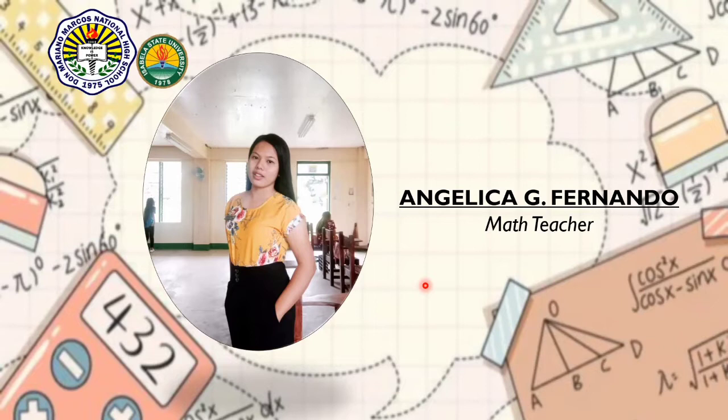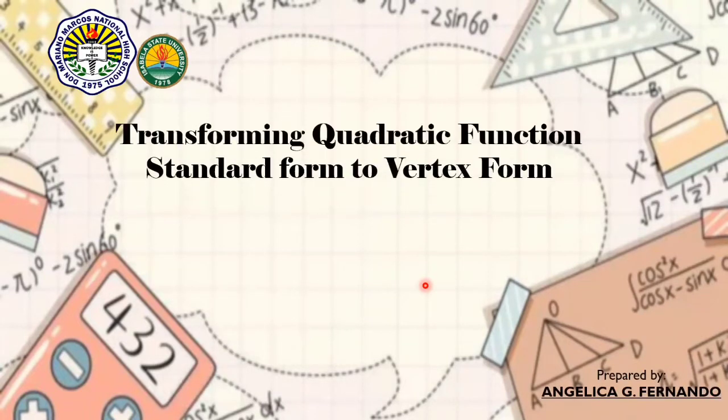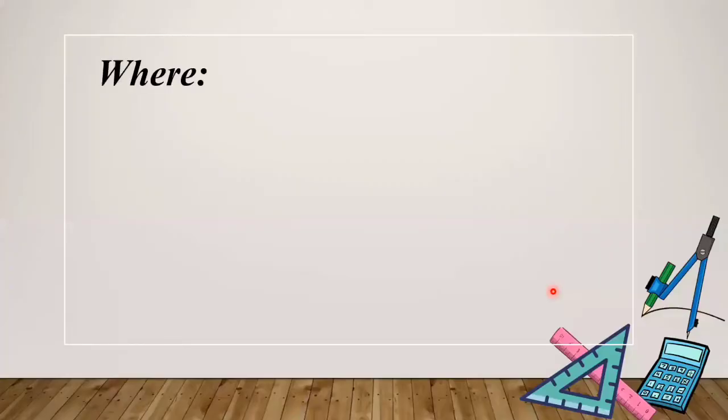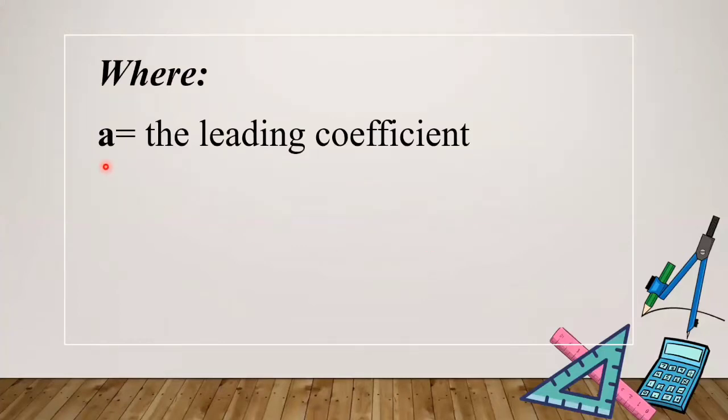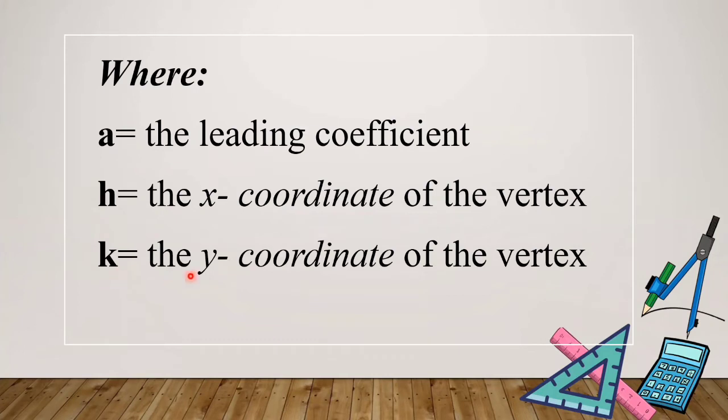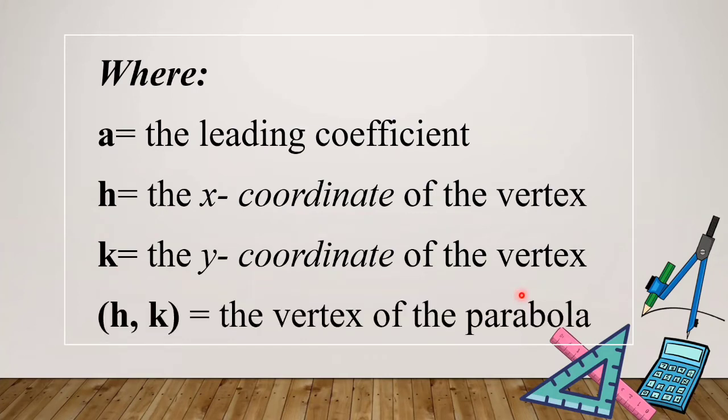Okay. So our topic for today is all about transforming a quadratic function from standard form, which is y is equal to ax squared plus bx plus c, into vertex form, which is y is equal to a multiplied by x minus h squared plus k, where a is the leading coefficient, h is the x-coordinate of the vertex, k is the y-coordinate of the vertex, and the ordered pair h and k is the vertex of the parabola.